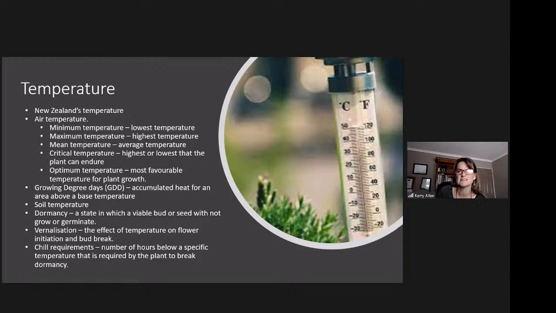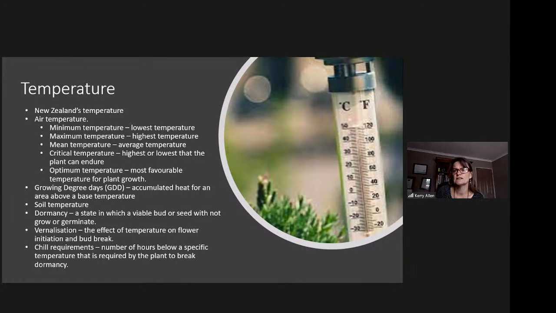So we need to understand what our temperature range is for our crops. What is the minimum or the lowest temperature that they can maintain growth at? What is the maximum temperature? What do they like to sit at, which is usually its mean? What is its critical? That is its absolute maximum. Over that, or its lowest, under that, it will die. And what is its optimum? What does it really prefer? And generally, that's where we want to grow our crops.